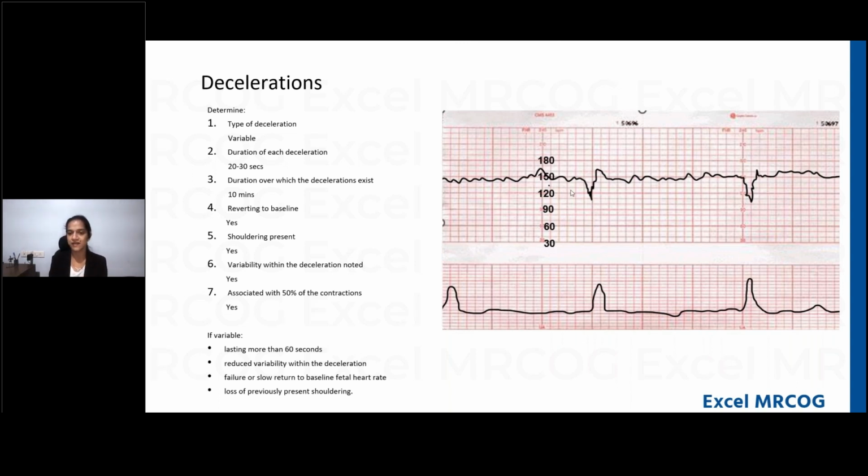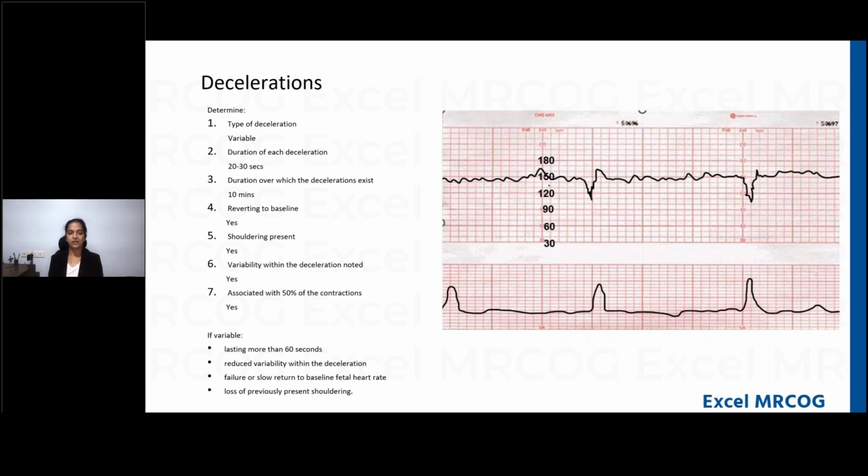So you would have a pattern where it is going down, coming up, and then going very slowly back to the baseline, or it is not going back to the baseline at all. And loss of previously present shouldering. So these 4 characteristics of variable deceleration are the concerning characteristics. When there is variable deceleration, you have to check whether these concerning characteristics are present or not.